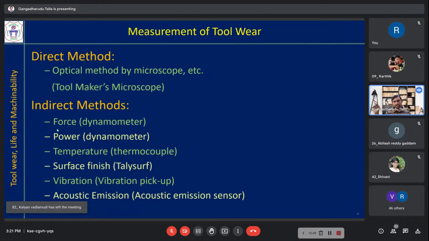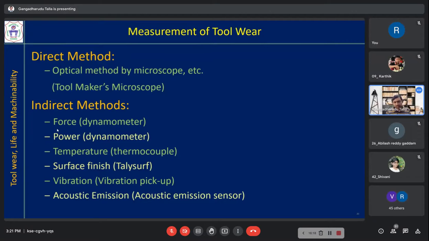Suddenly there is an increase in cutting force. Then you can understand that the tool has worn out. That is how you measure using a dynamometer. A dynamometer is used to measure the force, and power also. The dynamometer will give you the force, and force into velocity is the power. So from that also you can say whether the tool has worn out.